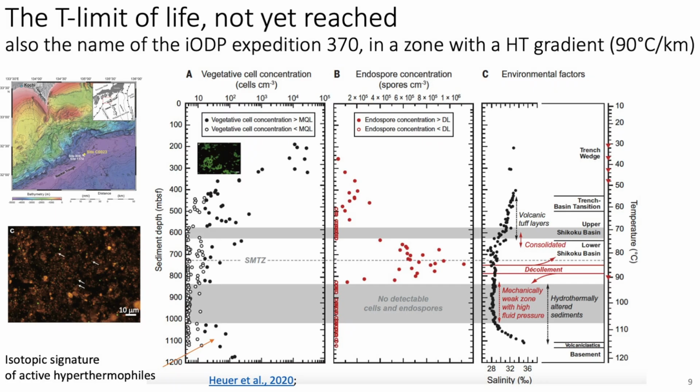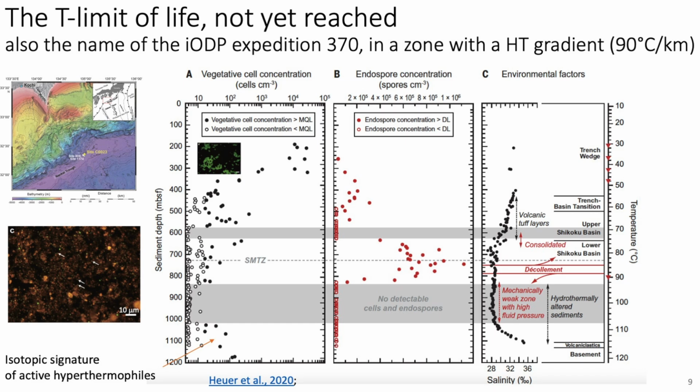But now, you see, it starts again, in a zone where there are apparently some hydrothermal activities. Here there is a décollement. There isn't so much active cell there, but it triggers a lot of endospores at that point. So again, the filled points are everything above the detection limit, and the empty ones are where they looked for cells, but it was below the detection limit.